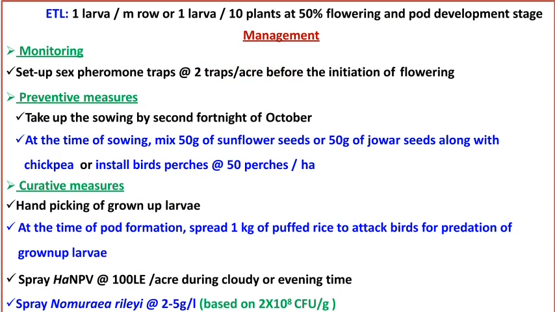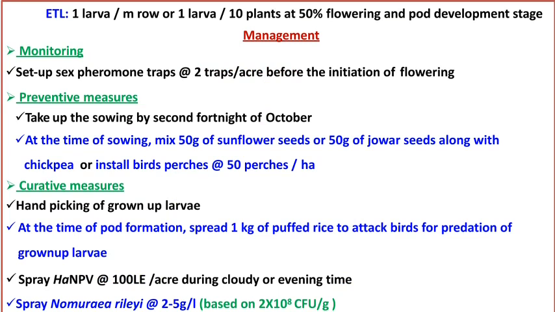The first one is a sex pheromone trap in the day condition, and we can use a light trap in the night condition, because the moth of Helicoverpa armigera is attracted towards lights. Hence, we can use one light trap per hectare in the evening, from 6 to 9 p.m. only. With the help of this light trap, the moth is attracted towards it, and we can use this light trap for monitoring or mass trapping purposes.